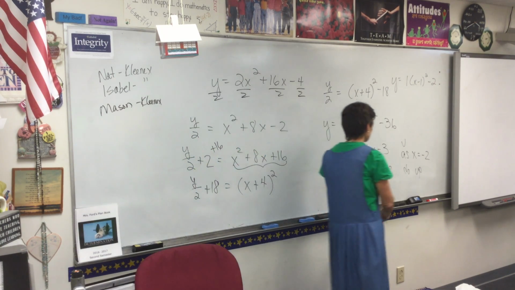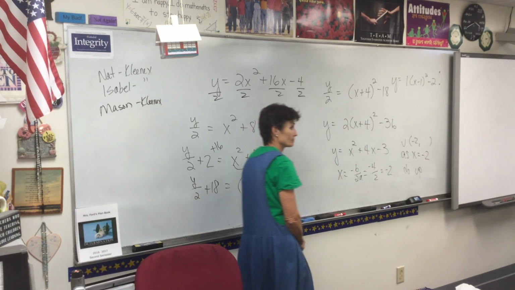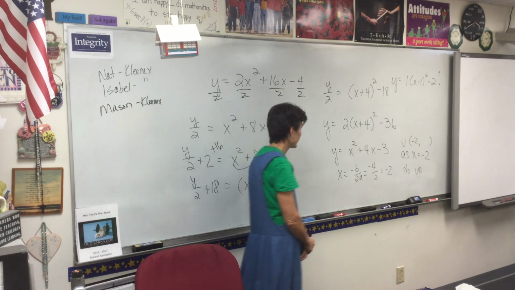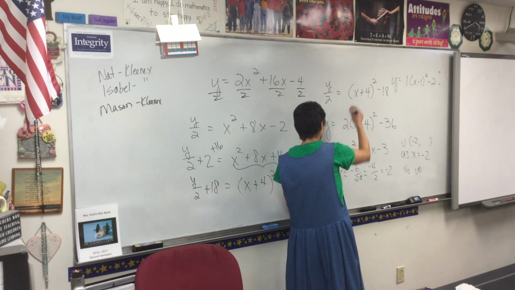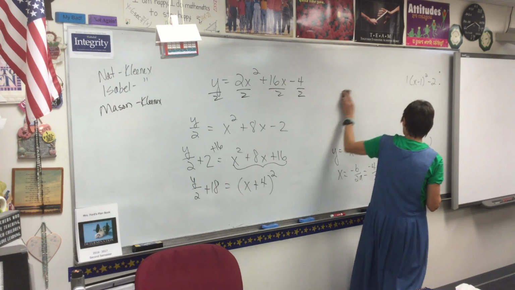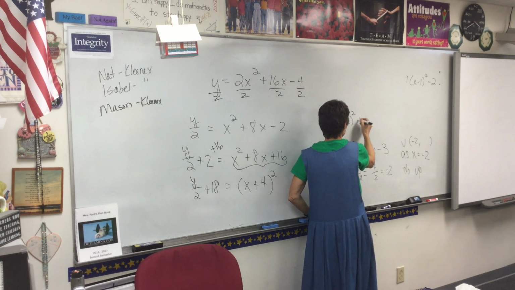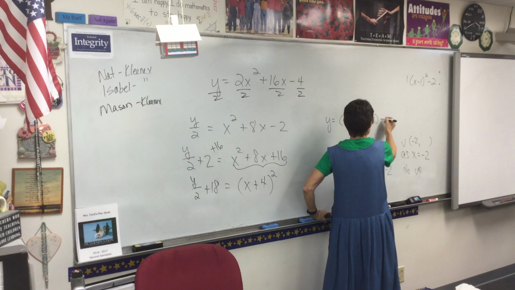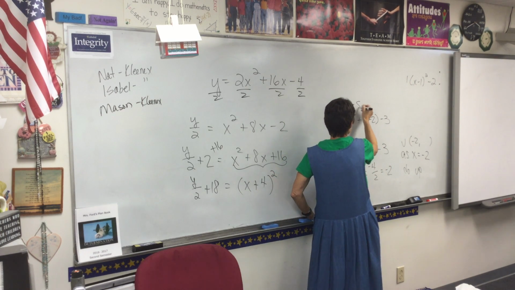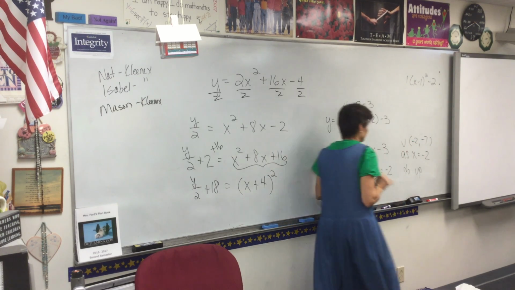So my vertex is negative 2 comma. And how do I find that missing number? Plug in x. Plug in negative 2. So if I plug in negative 2, I'll have y equals negative 2 squared plus 4 times negative 2 minus 3. What'd you say you got? 4 minus 8 minus 3 is negative 7. Yep, very good.